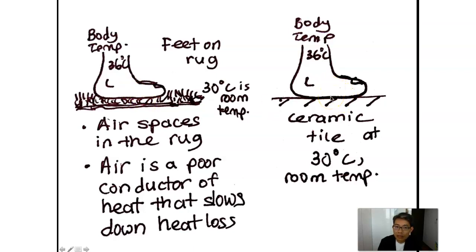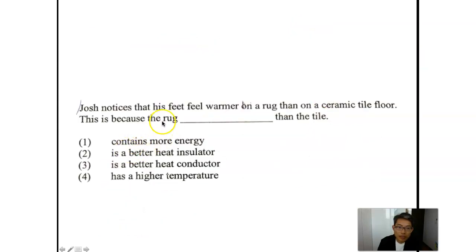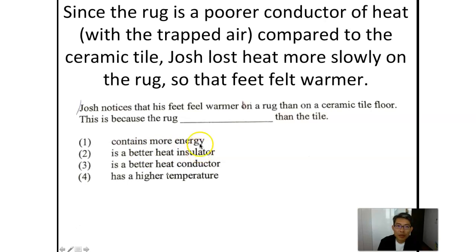So the answer is clearly the rug is a better heat insulator. Although I prefer the term, it's a poorer conductor of heat. Alright, and the reasoning is here. Since the rug is a poorer conductor of heat with the trapped air, compared to the ceramic tile, Jaws lost heat more slowly on the rug so that his feet felt warmer.